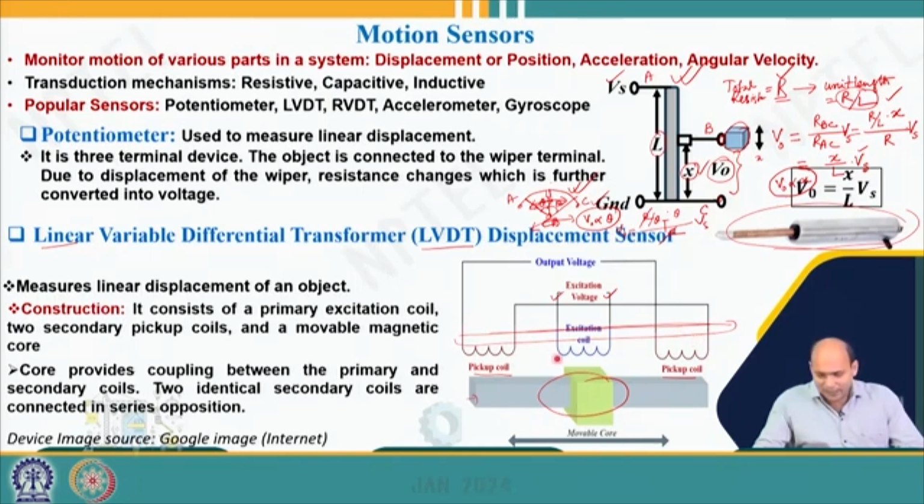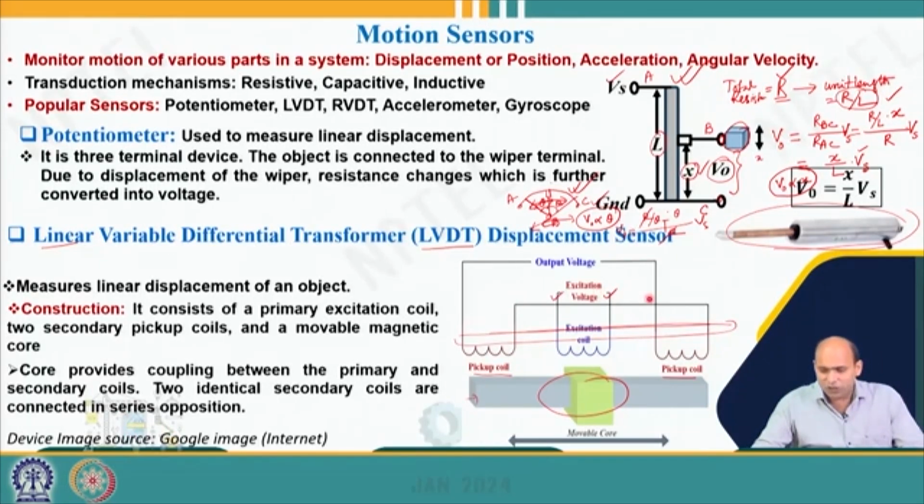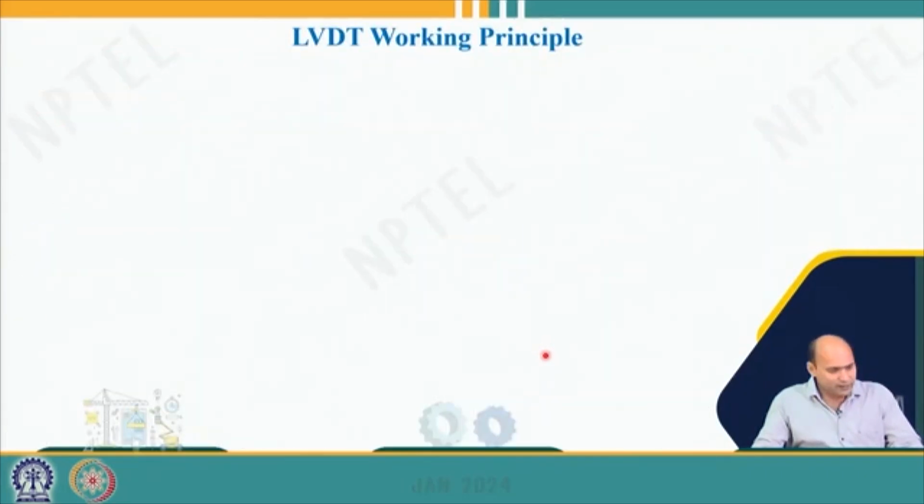Now in this case the secondary coils are connected in a particular fashion, that is called series opposition. So the two secondary coils are connected in series opposition, and we will shortly know why this particular series opposition is used. Okay. So this is the typical construction. And now let us understand the working principle of the LVDT.